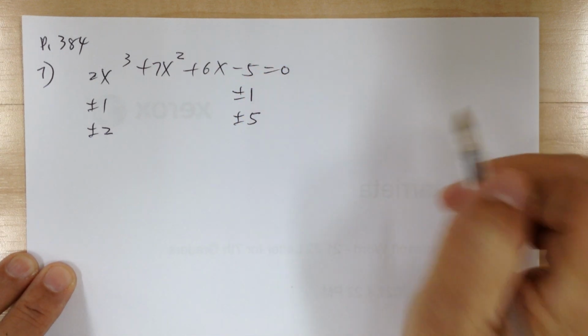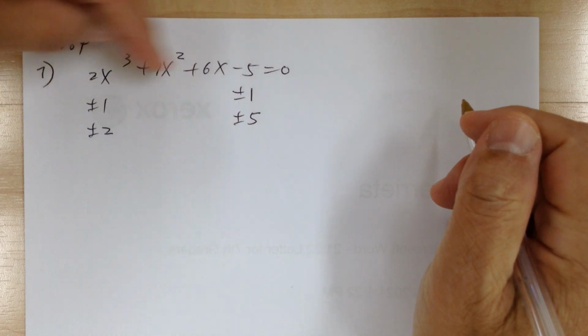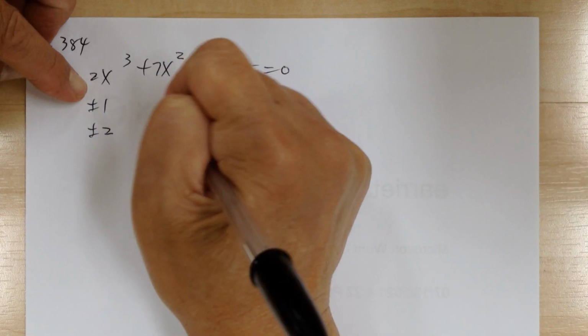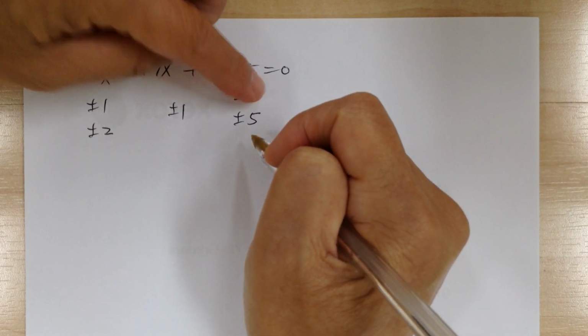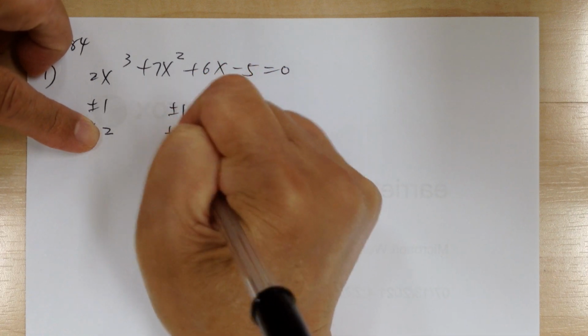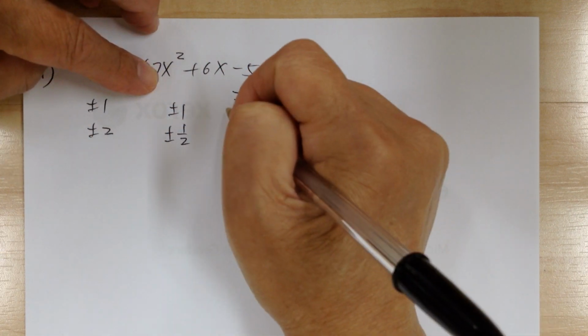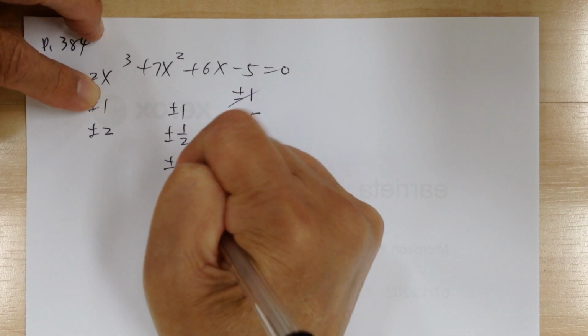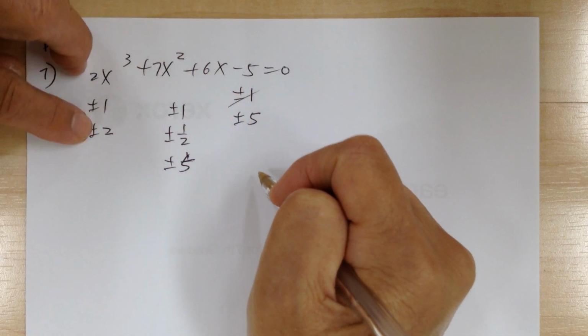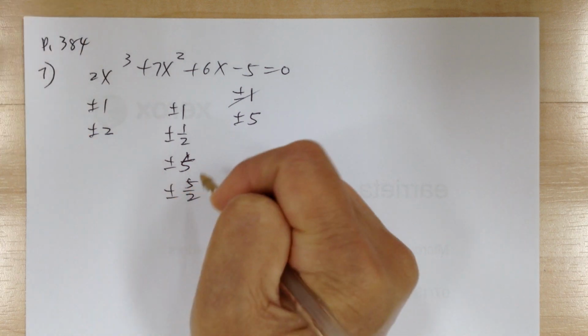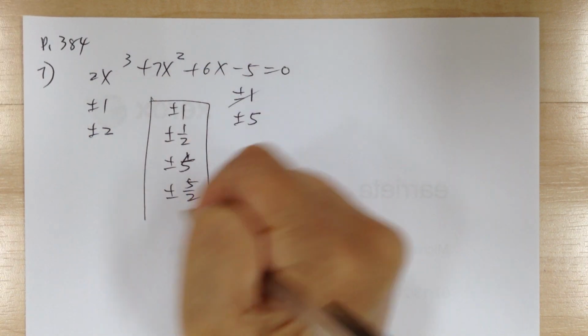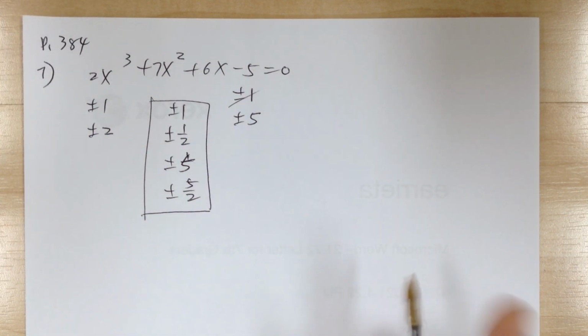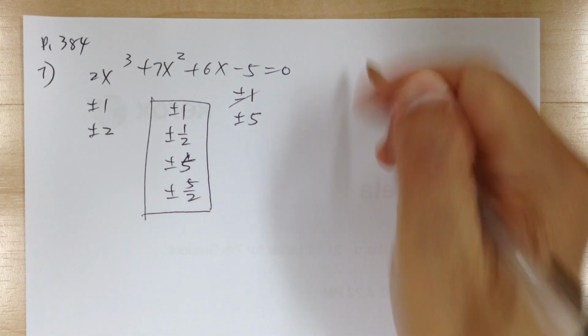So for the list, you have to use this over this. You get plus or minus 1, and this over this would be plus or minus 1/2. Then you have plus or minus 5, and this over this would be plus or minus 5 over 2. So this is your list that you're going to try. If it's not on the list, you don't try it.